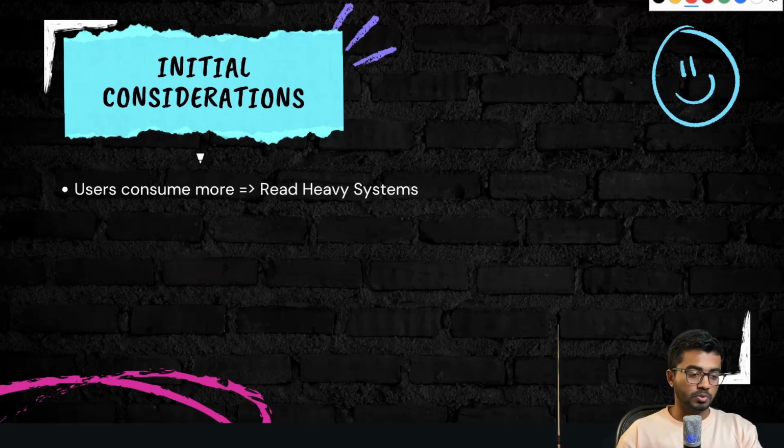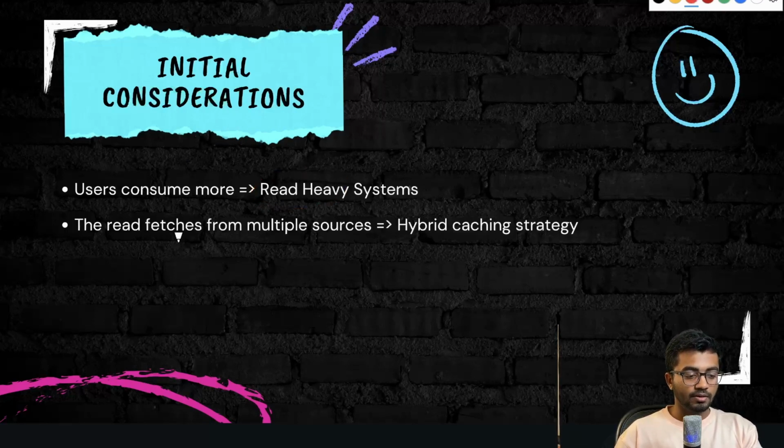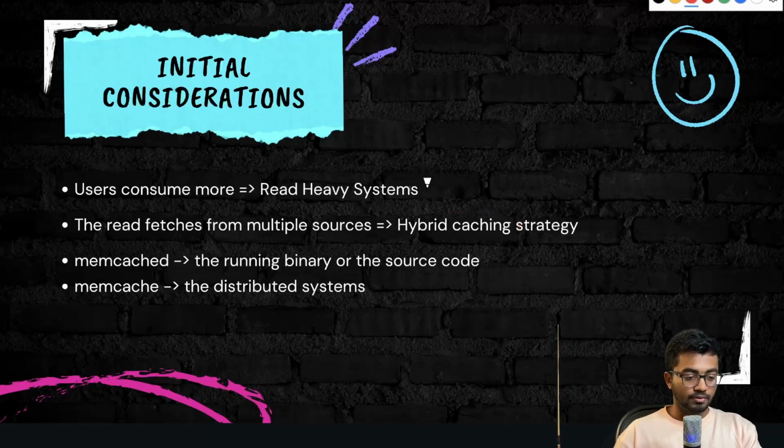The initial considerations were that the users on the social networking site consume more than they create. So the system was a read heavy system, and the alternative is a write heavy system, which is not the case here. The read fetches from multiple data sources because they have backend data sources like the MySQL database, the Hadoop file system, HDFS, backend services, third-party APIs and stuff like that. So they wanted to build the distributed key value store with a hybrid caching strategy, and for that reason, they built this whole thing.